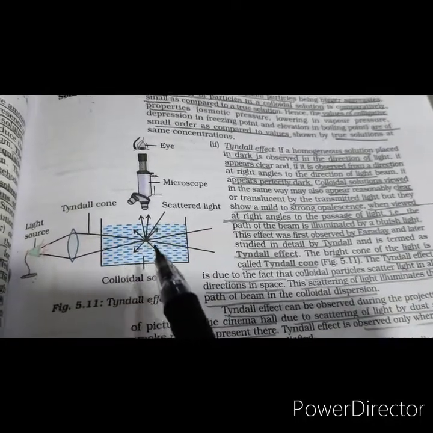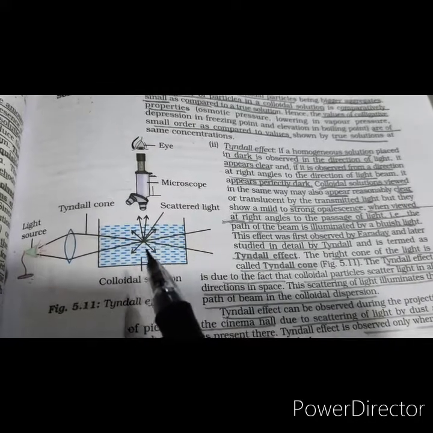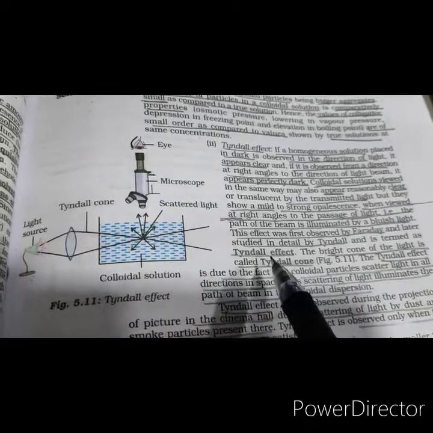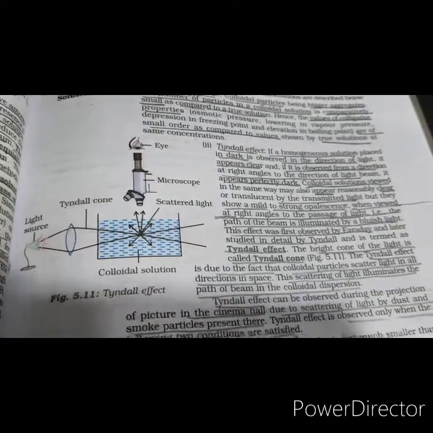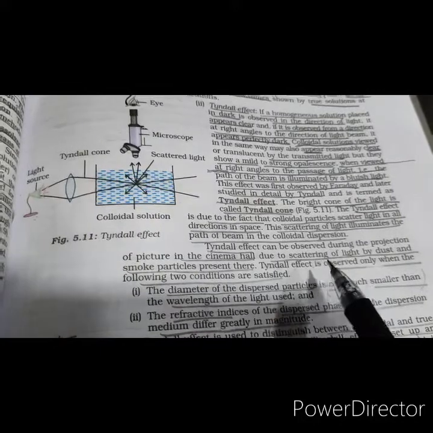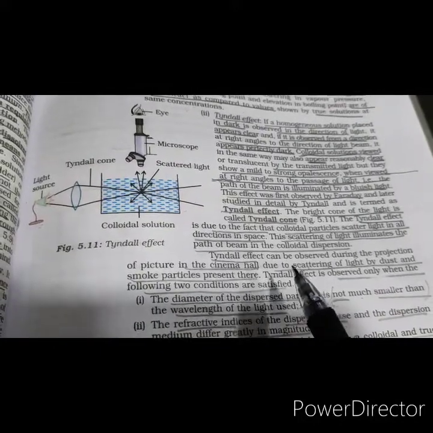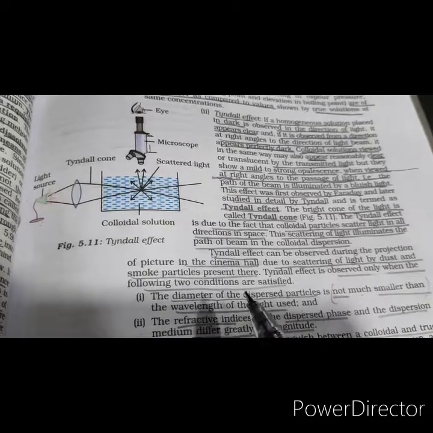This effect was observed by Faraday and later studied in detail by Tyndall, and that is why it is called the Tyndall effect. The Tyndall effect can be observed during the projection of pictures in a cinema hall due to the scattering of light by the colloidal particles.